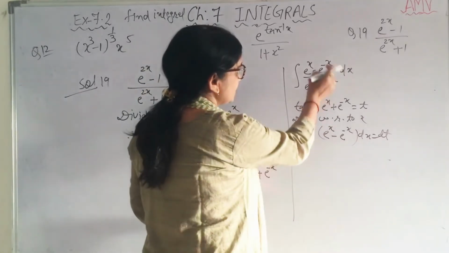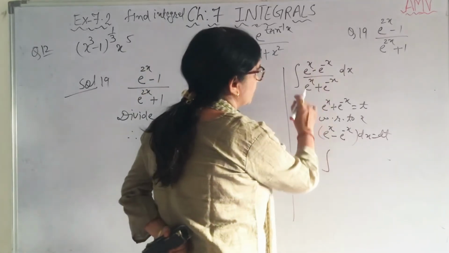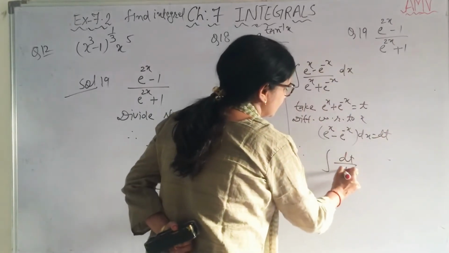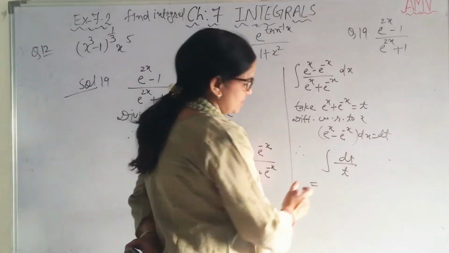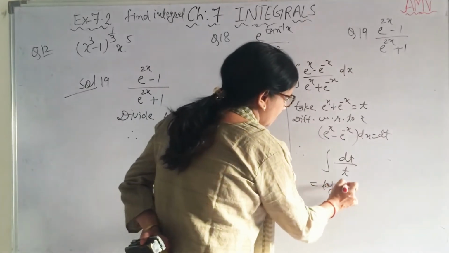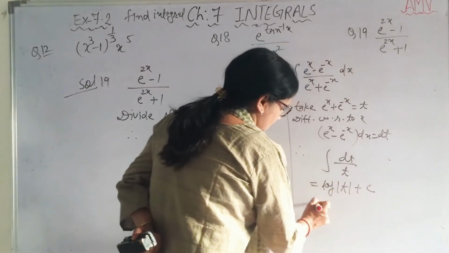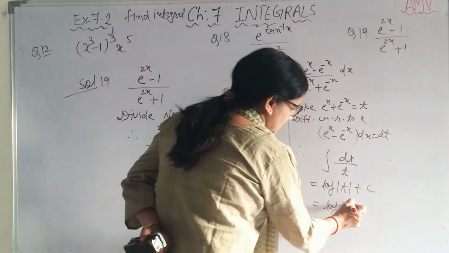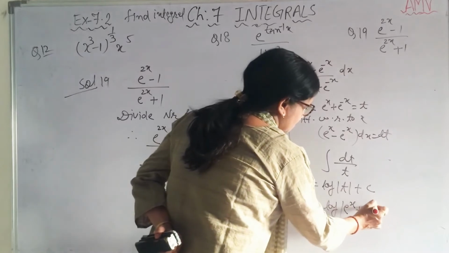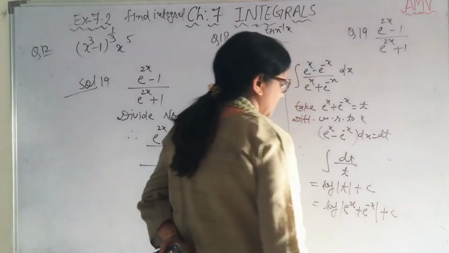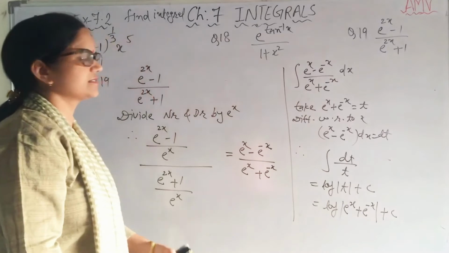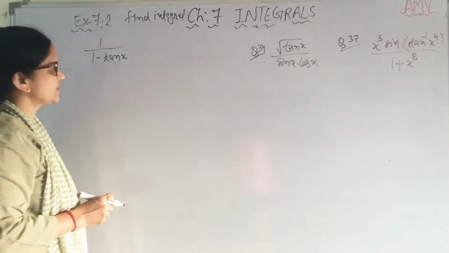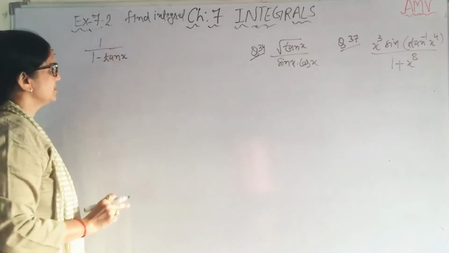Now that integration becomes dt over t. Apply the formula, it is log mod of t plus c. Now substitute the value of t. T is e raised to x plus e raised to minus x, plus c. This is the answer. Okay, question number 33, students, it is 1 by 1 minus 10x.